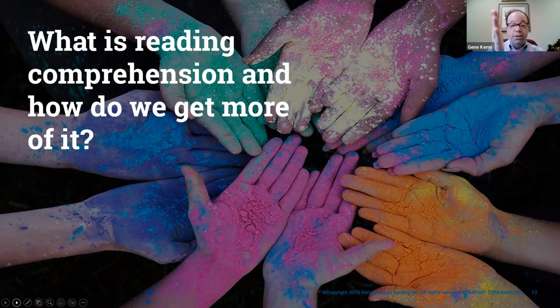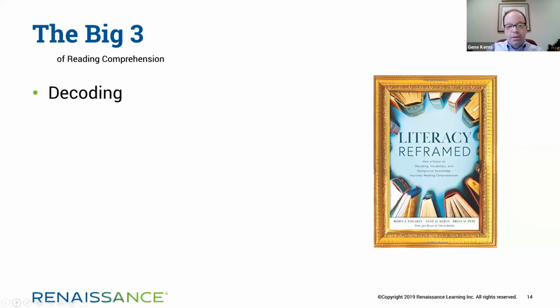So I'm going to go right down the center of the road and just say, what does comprehension look like, assuming that I'm talking about it from a native English speaker standpoint, okay? I think reading comprehension, which of course is our ultimate goal, I think it's made up of three things. In fact, my colleagues, Robin Fogarty and Brian Pete, and I wrote about this in our book, Literacy Reframed. We called it the big three.